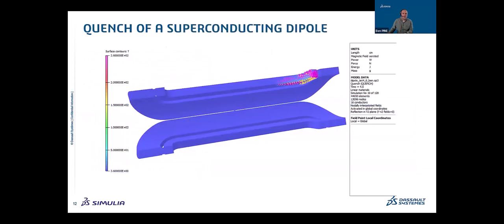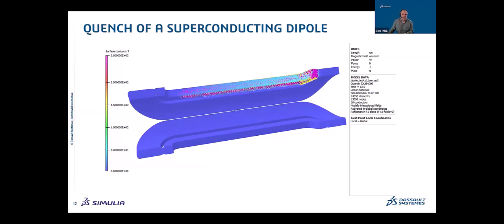And this is just a small video of a quench occurring in the superconducting dipole I showed you earlier, where you can see the colors, the surface contours on the coils are the temperature, and the vectors are heat flow through the magnet. And you can see that over some tens of seconds, the magnet goes from 3.6 Kelvin everywhere up to 260 Kelvin peak.